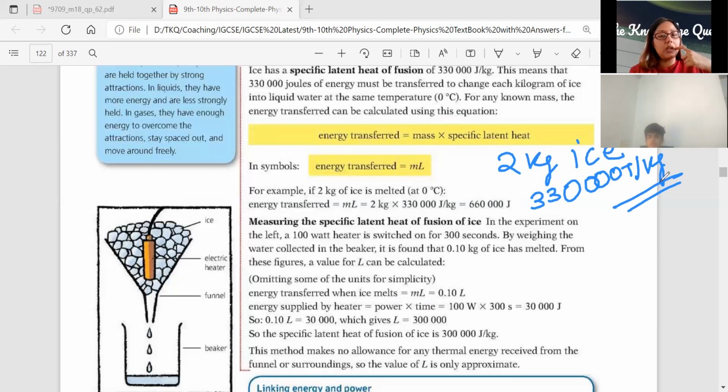Latent heat of fusion, for 1 kg, no? Or is it for 2? Per kg. That's for 1 kg. Now you're supposed to tell me how much energy will be transferred from here. So that will be 2 multiplied by this. For 1 kg, it is this much. So for 2 kg, it will be 2 multiplied by this latent heat. You know that, right? And in kilojoules, it will be 660 kilojoules. Clear?